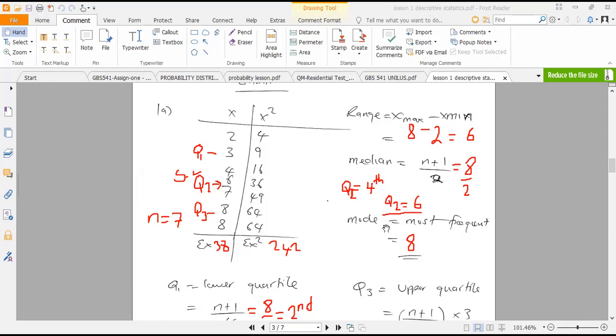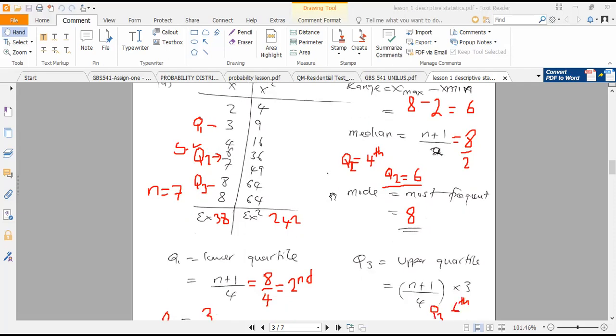Then going to the mode, it is simply the most frequent number. Which number appears the most here? The highest frequency here is what? 8. So 8 is our modal value. So the number appearing the most is 8. Sometimes you have two 3s and two 8s. This is called a bimodal frequency. It's possible to have more than one most-appearing value.